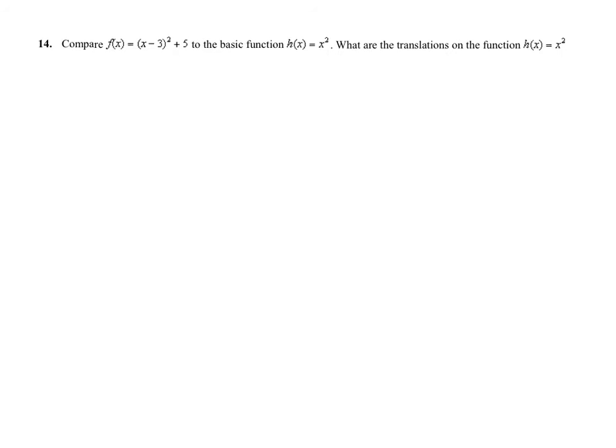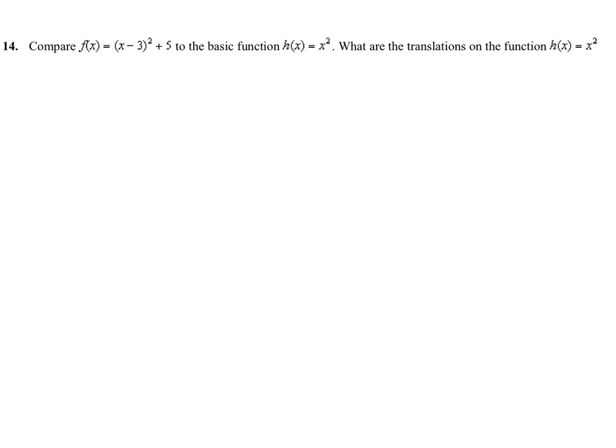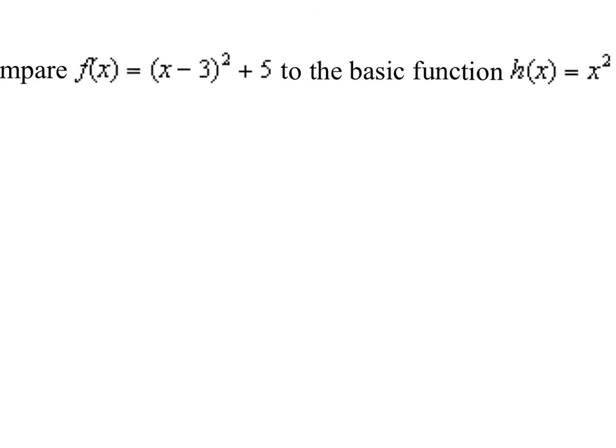Compare f of x equals (x minus 3) to the power of 2, plus 5, to the basic function h of x equals x squared. What are the translations on the function? This is where you have to look at this number right here and this number out here. Zooming in on just these two numbers, this one is tucked in with x. See the parentheses on either side of them? So this operation is happening on the argument, and this operation is happening on the whole entire function.